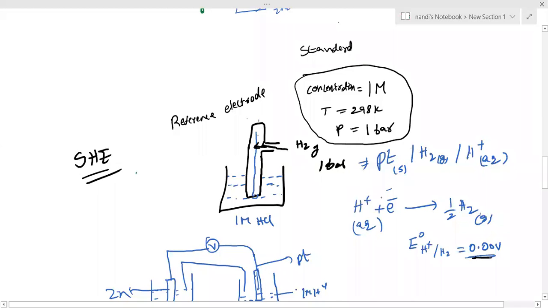Got it. Noted down these points. Hydrogen electrode. Okay.